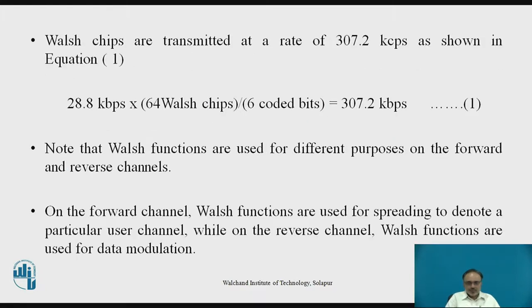Walsh chips are transmitted at the rate of 307.2 kcps, as shown in the equation: 28.8 kbps encoded with 6 coded bits is equal to 307.2. The Walsh functions are used for different purposes on the forward as well as reverse channels.